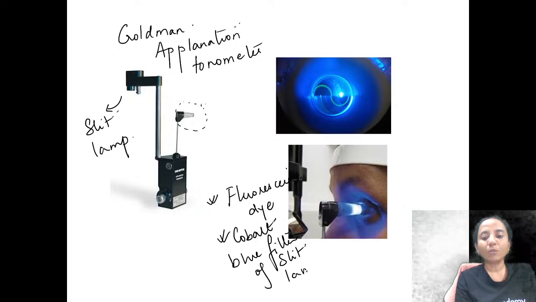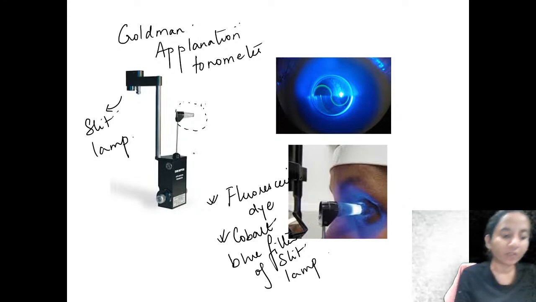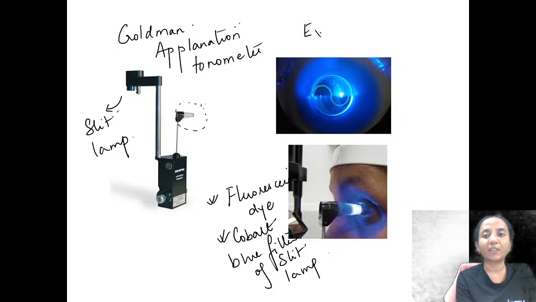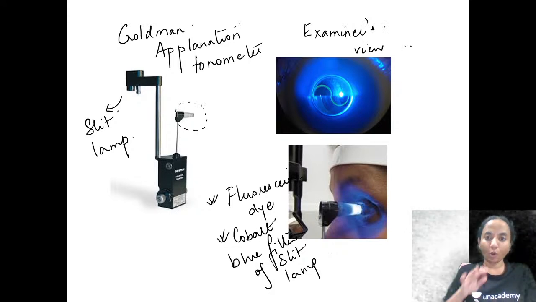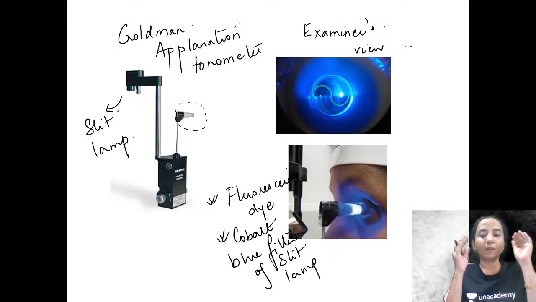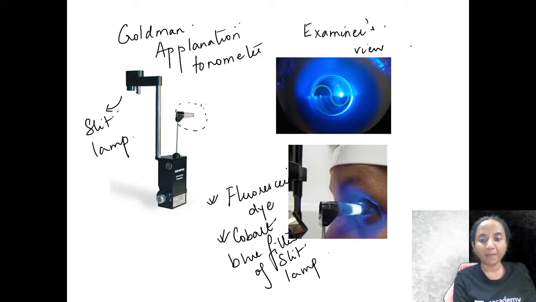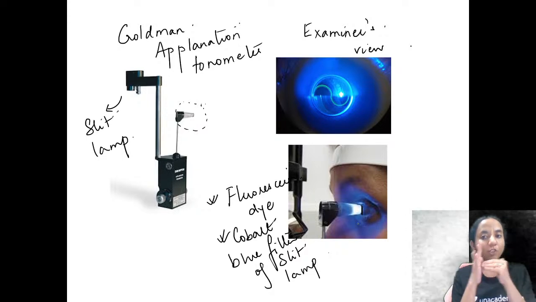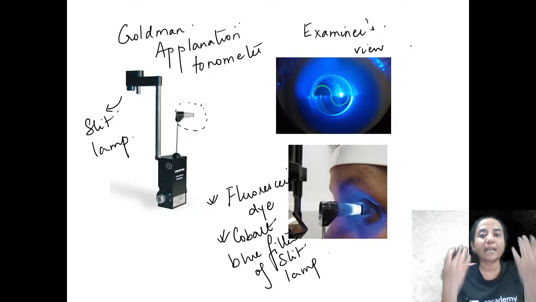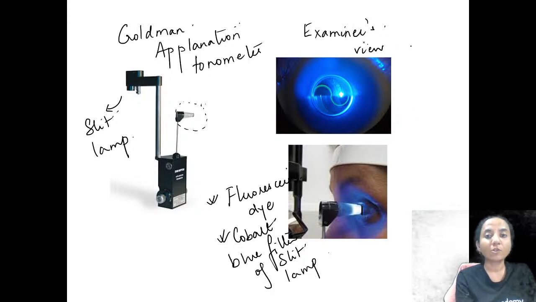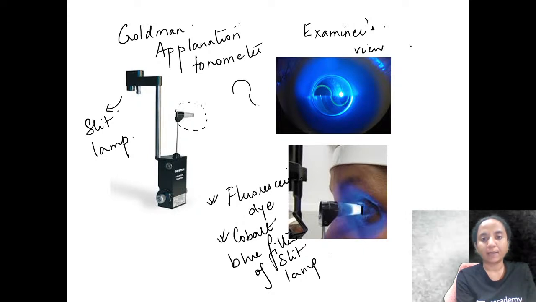So when you look through the eyepiece of the slit lamp, this is the view that you get. This is the examiner's view. So the patient sits on the slit lamp, you anesthetize the cornea, stain the tear film with fluorescein dye, put on the cobalt blue filter and make the biprism touch the surface of the cornea. Now, when it touches and you look through your eyepiece, this is your examiner's view. What you see is two semicircles like this, right?